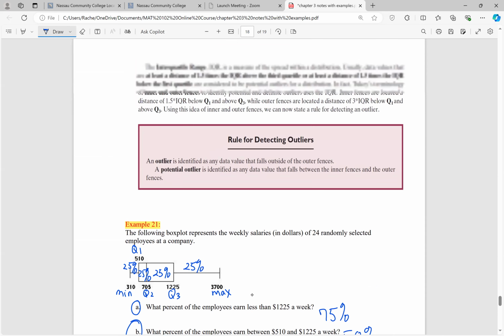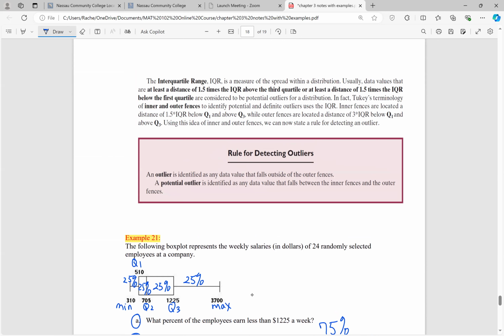So here's the rules for detecting outliers. So we have what's called the inner and the outer fences. If we take 1.5 times the interquartile range, and we add that to the third quartile. So if we go a distance of 1.5 times the IQR above the third quartile, or at least a distance of 1.5 times the IQR below the first quartile, we can consider these values potential outliers. Those are the inner fences.